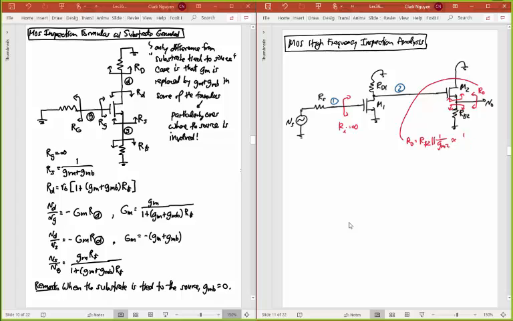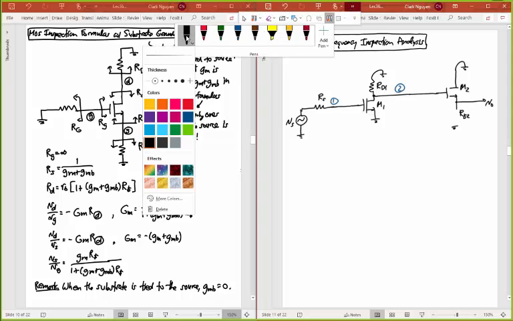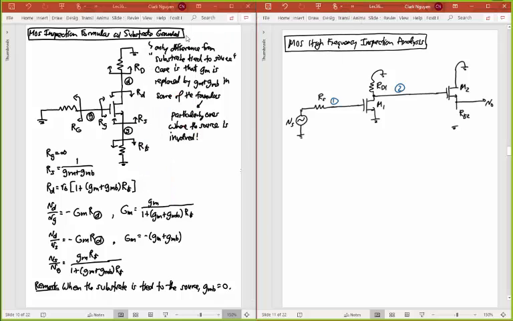I guess I need to erase this stuff first. But I'm going to keep all of my other stuff there, all of the nodes that I identified there. Ooh, I killed this resistance, didn't I? And so now let's go ahead and do this analysis.